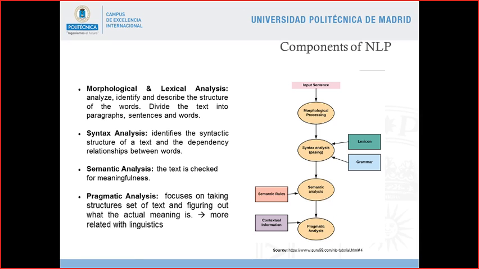So the syntax analysis identifies the syntactic structure of the text and the dependency between the words that are in the text. Here we use the lexicon, vocabulary, and external grammar, okay? The third step is the semantic analysis. The text is checked for meaningfulness. Here we use semantic rules to perform this semantic analysis.